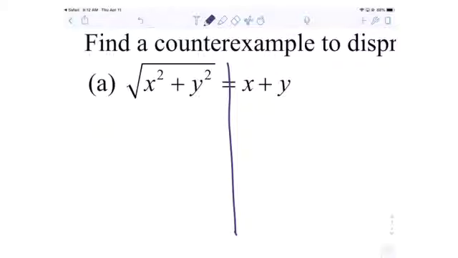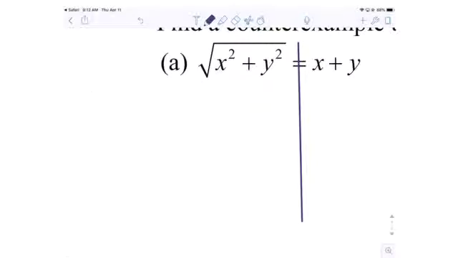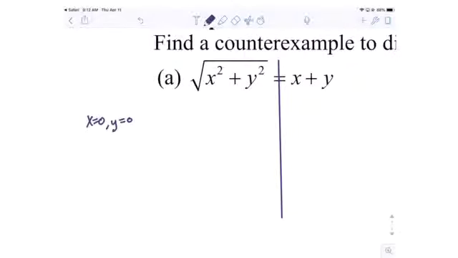And again, if you're still kind of inclined to do this, this will prevent you from ever doing it again, all right? So let's choose some values. I'm just going to arbitrarily choose x equals 0 and y equals 0. Let's plug them into both sides. We get the square root of 0 squared plus 0 squared, and on this side, we get 0 plus 0. Now if I simplify, I get the square root of 0.